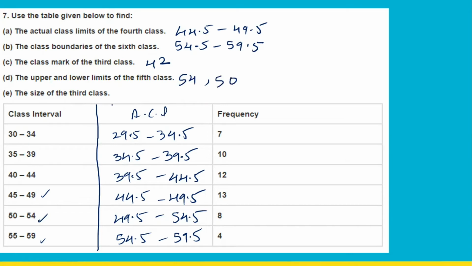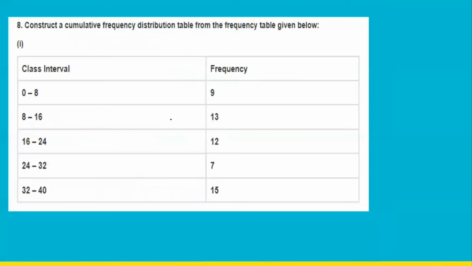The size of the third class. So class size is the difference between the upper limit and the lower limit. So the class size here is going to be the third class, 1, 2, 3. Third. So it is 44.5 minus 39.5. You get 14 minus 9 is going to be 5, and 1. So the class size of the third class is 5. Understood? So the class size is the difference between upper and lower limit when the classes are continuous or actual class limits.